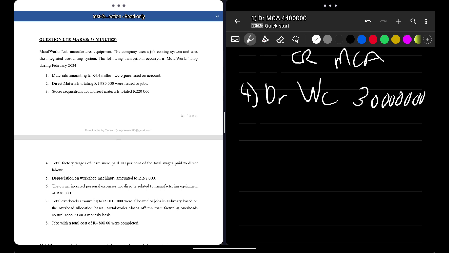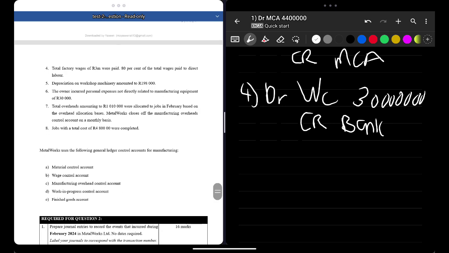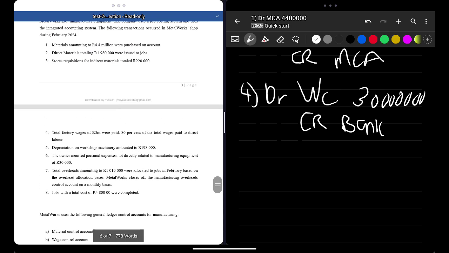And now you're going to credit. Now they say we're paid, so it's obviously going to be bank, right? Bank 3 million. I'm just seeing somewhere 80% of pay total paid to direct labor. Okay, so now that's actually a two-type journal entry. So you're putting into your wages control account 3 million.